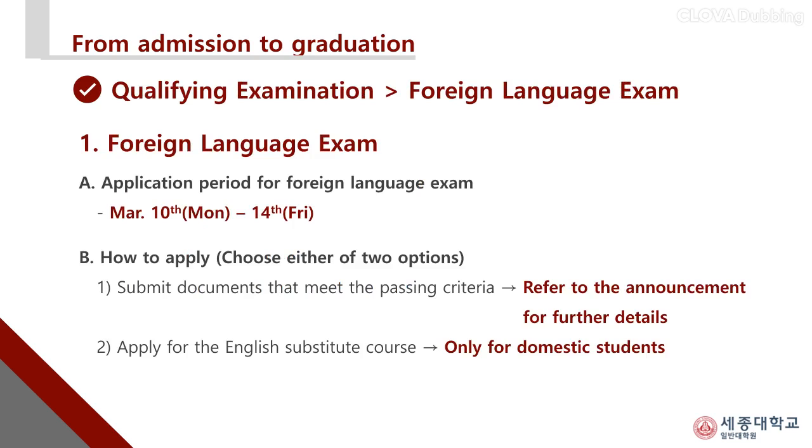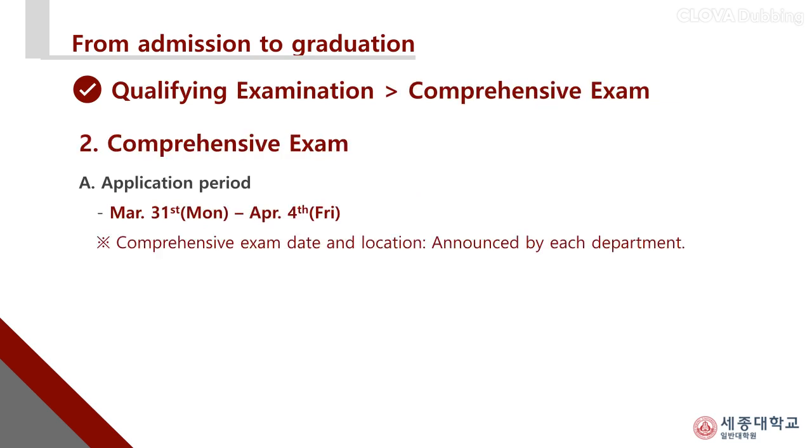To apply, you can either submit documents that meet the passing criteria or apply for the English substitute course at the Center for International Education. Now, let's move on to the second qualifying exam, the comprehensive exam. The application period for this semester is from March 31st to April 4th.